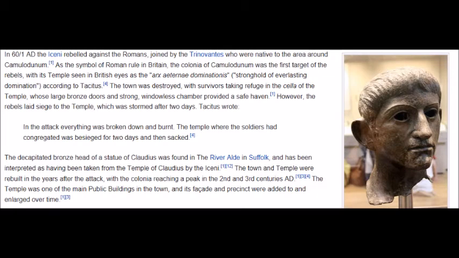The statue of Claudius was thrown down. The Roman soldiers were in the cellar below, trying to defend themselves, and they could hear the temple being ripped apart above them, and this statue being thrown down. Well, if they'd all been burnt to death, who told Tacitus that that's what had happened?